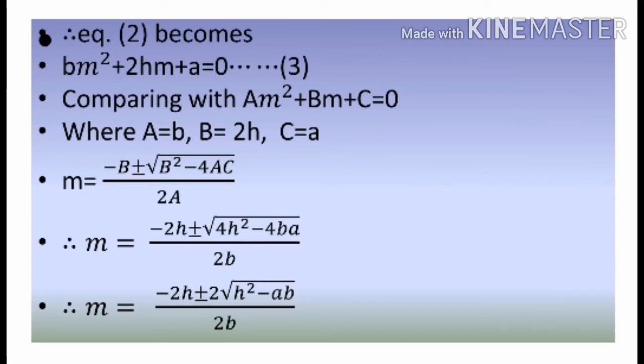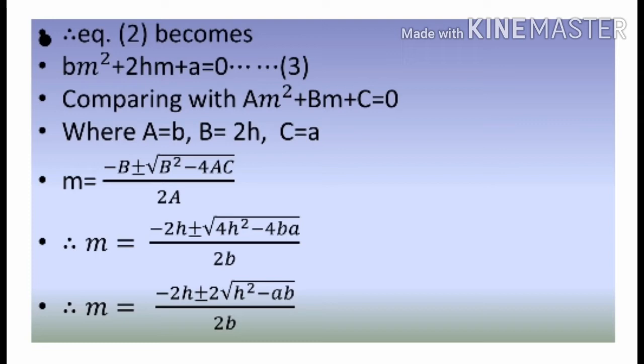Therefore, equation 2 becomes bm² + 2hm + a = 0, say equation 3. Now remember this equation 3 as a formula. This equation is known as the auxiliary equation of the lines ax² + 2hxy + by² = 0, and we have to use this formula in the examples whenever it is needed.